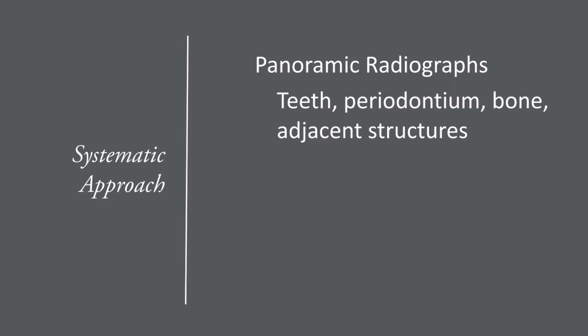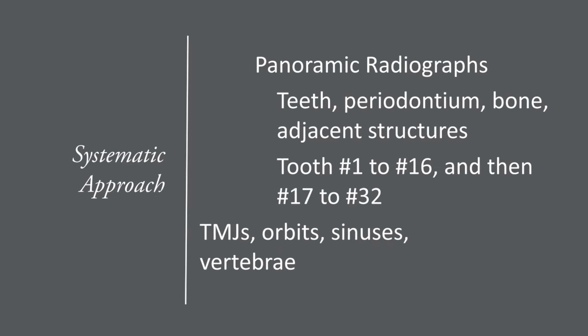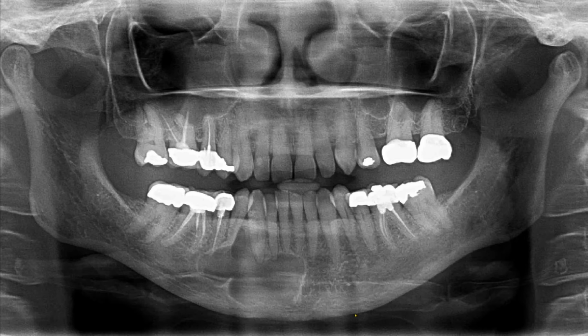Look at the crowns, the roots, the periodontal spaces, bones, and adjacent structures. I'll still follow the same protocol of tooth number 1 to number 16 and then 17 to 32. For panoramic radiographs, also spend time reading the temporomandibular joints, the orbits, the sinuses, and the vertebrae. On this image, I have an interesting finding in the mandibular anterior region. Instead of jumping directly into this area, I'll follow the systematic protocol. This is one technique to ensure that we systematically read the full panoramic radiograph.